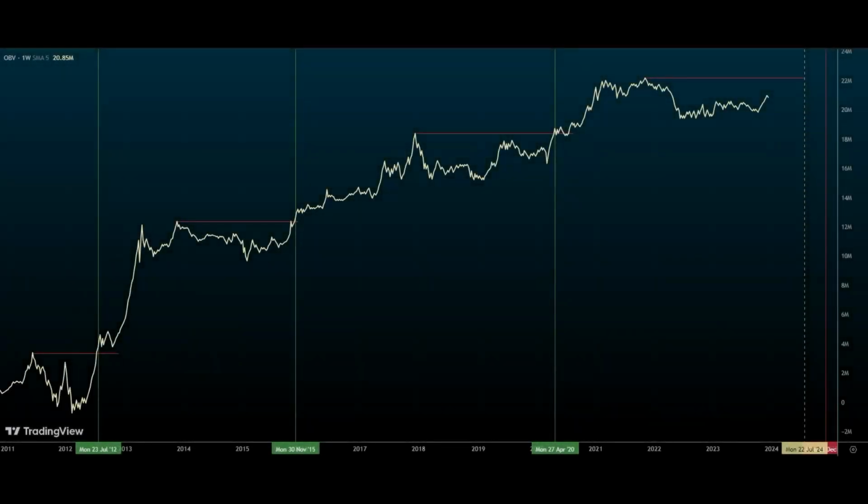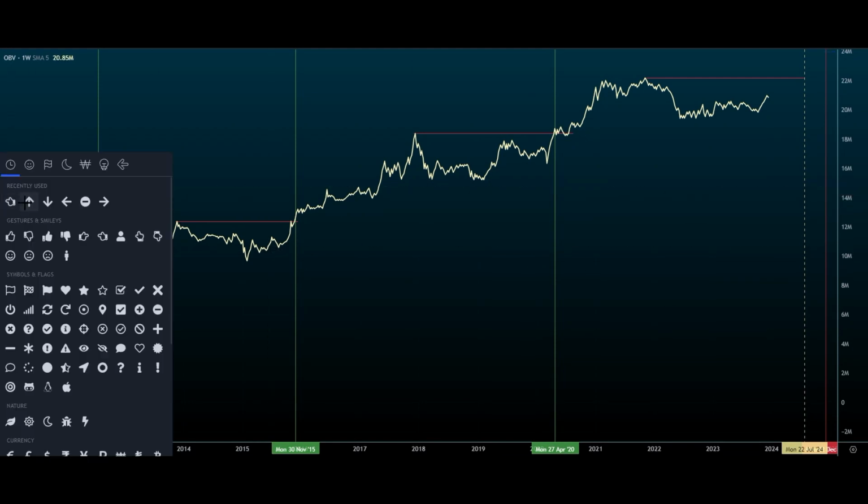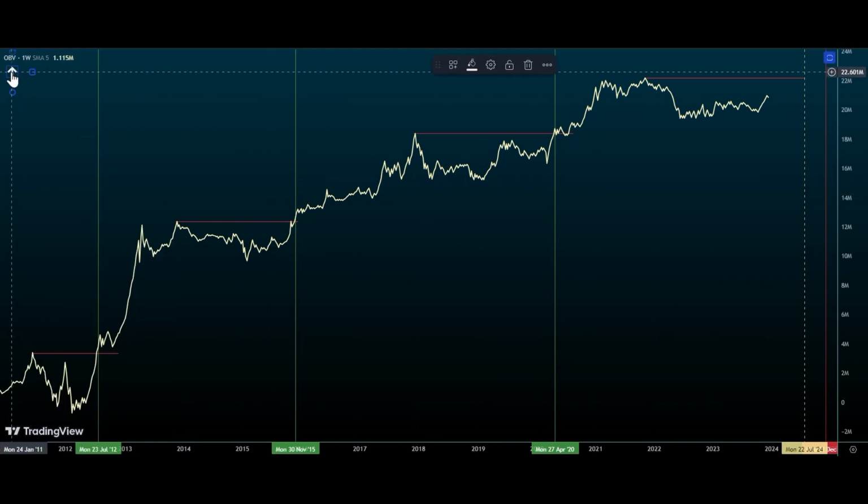Welcome, crypto family, to the third episode of Cryptographics. It's time to reveal the indicator that I believe will tell us if we're ready to begin the bull run. So here you have it. The indicator on the screen is on balance volume.